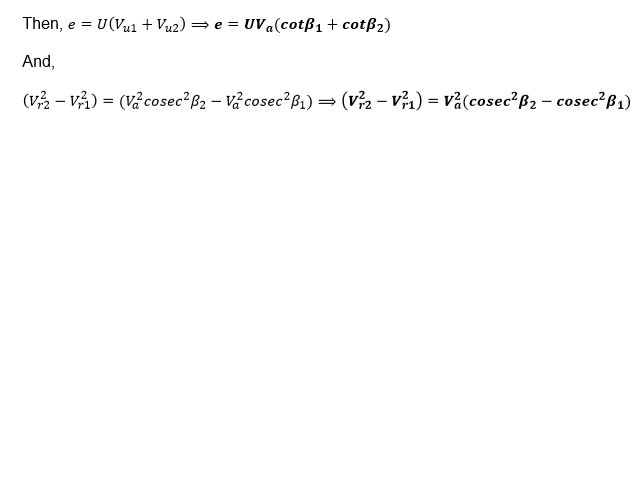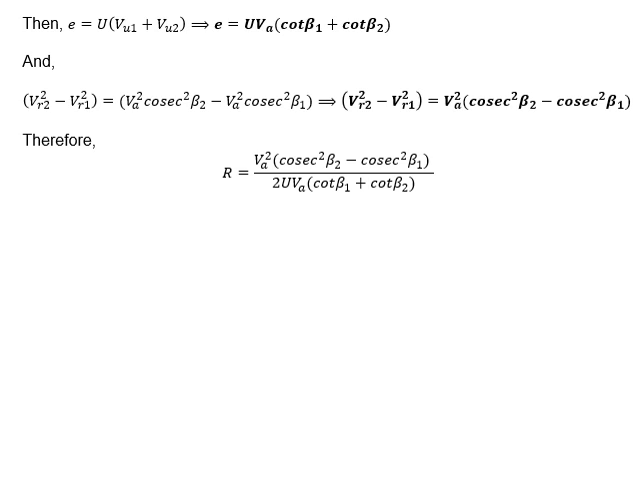And the VR2 square minus VR1 square. So already we derived one expression for VR2 as well as VR1. Now this VR2 square minus VR1 square expression is written as V of A square cosec square beta 2 minus V of A square cosec square beta 1. Once again V of A square is common, taken outside, and inside the bracket is cosec square beta 2 minus cosec square beta 1.